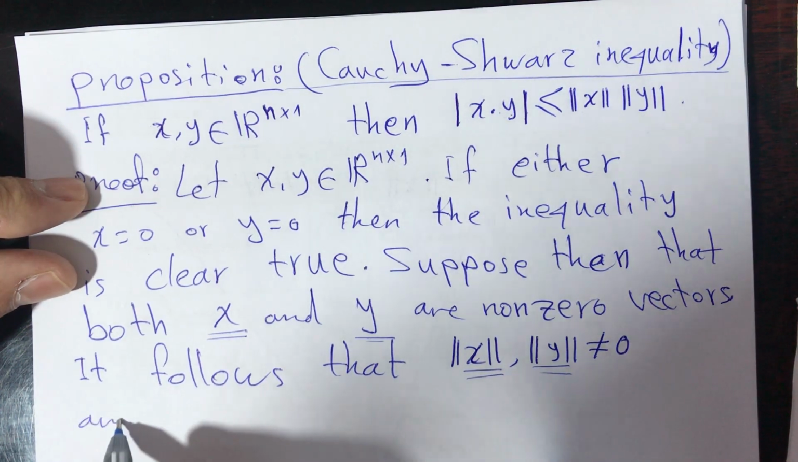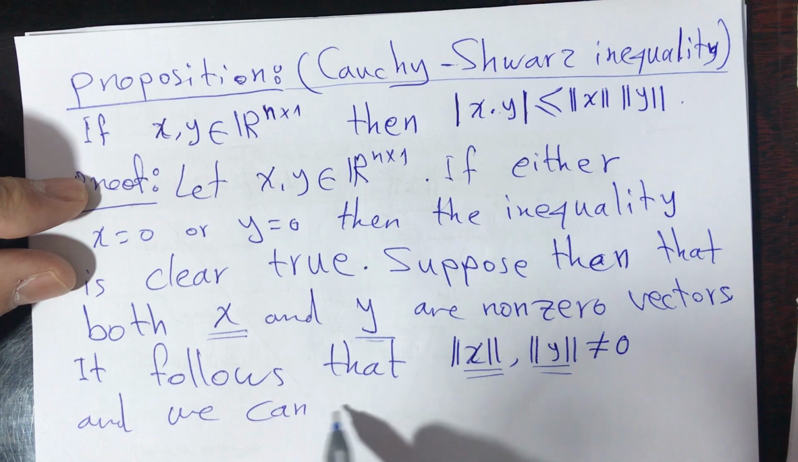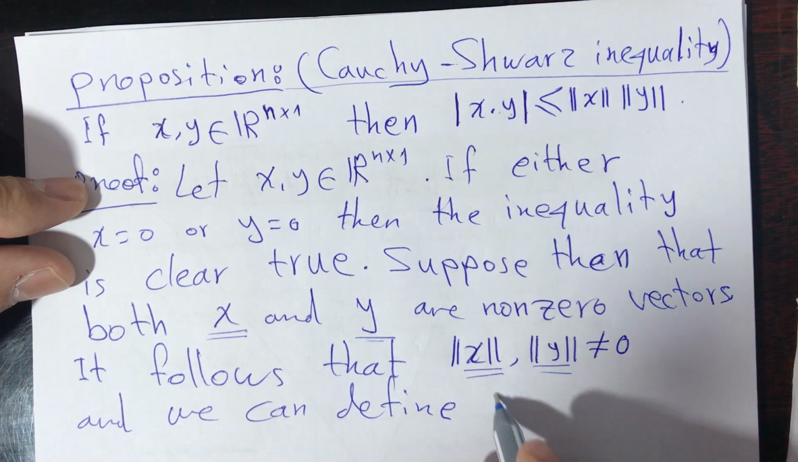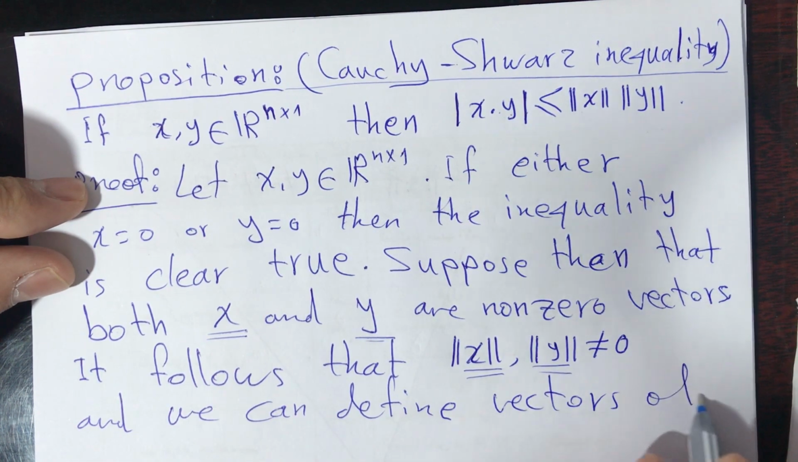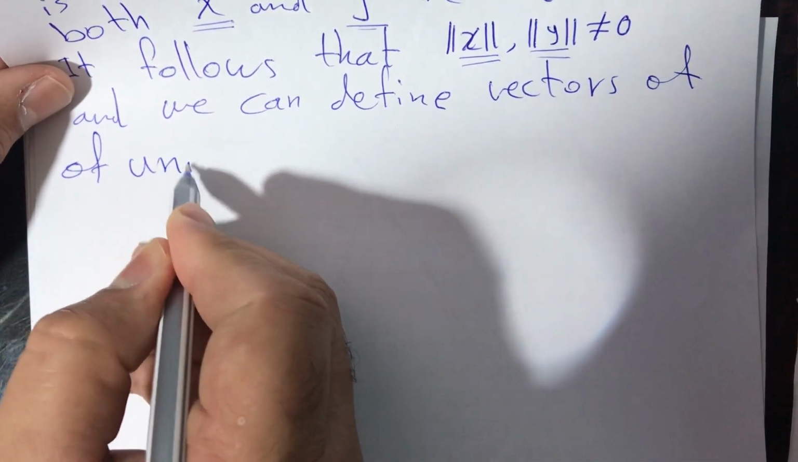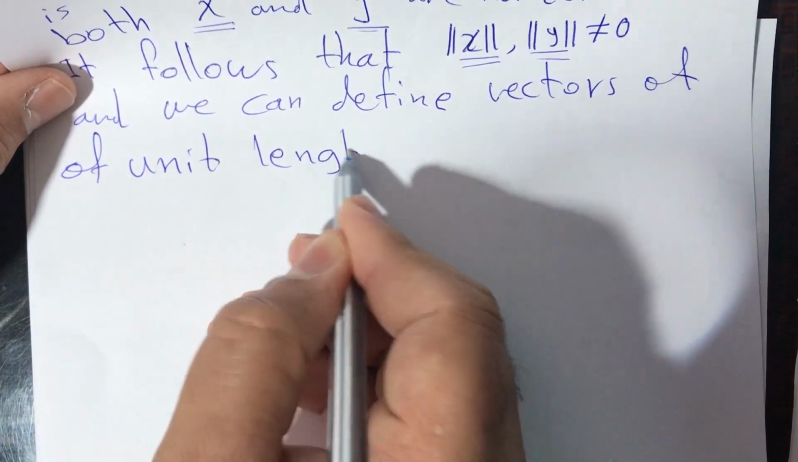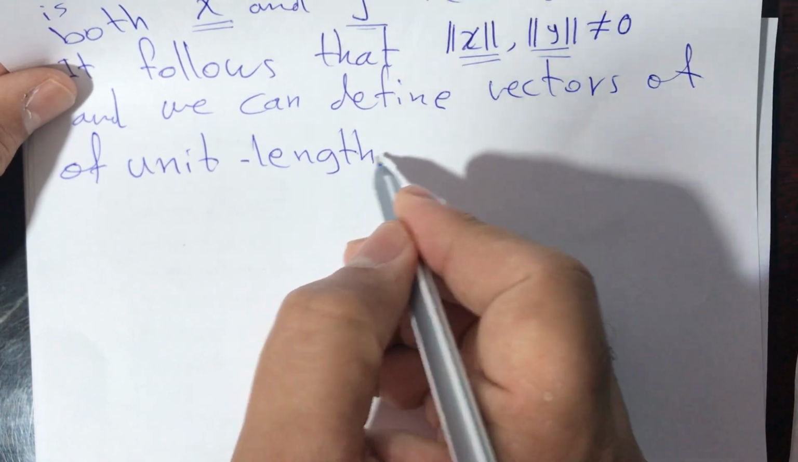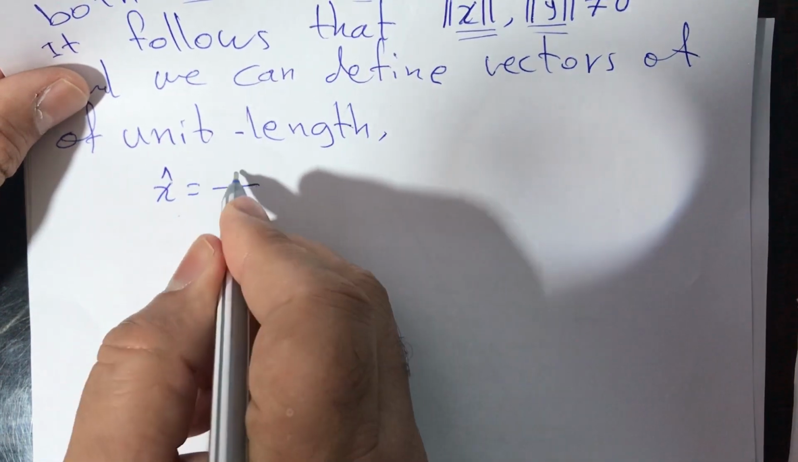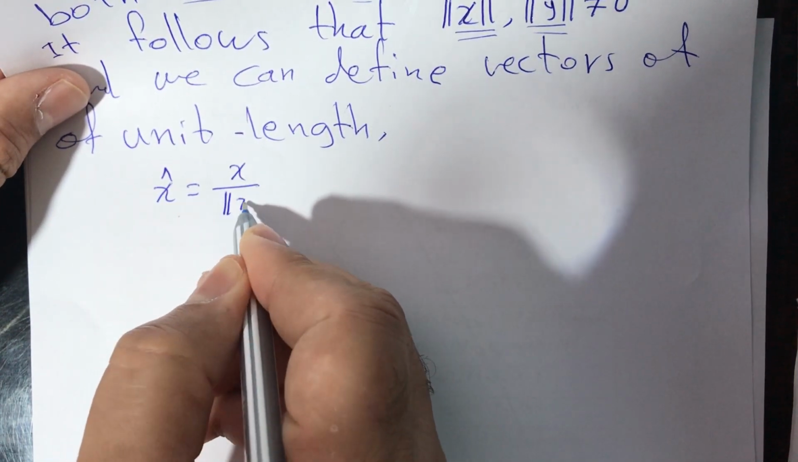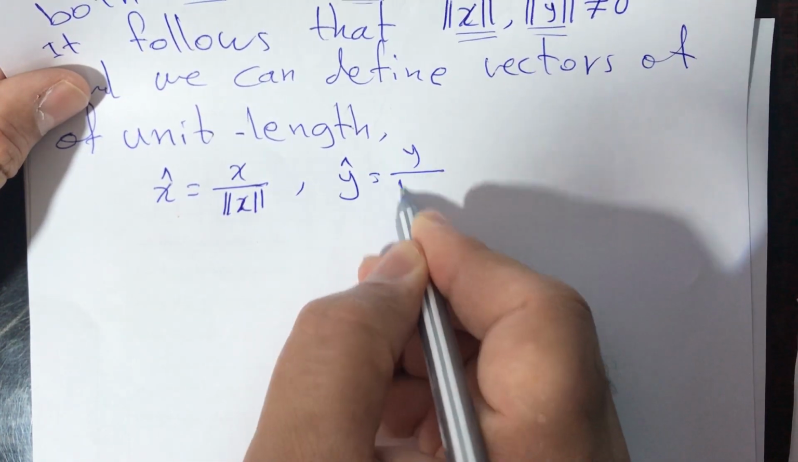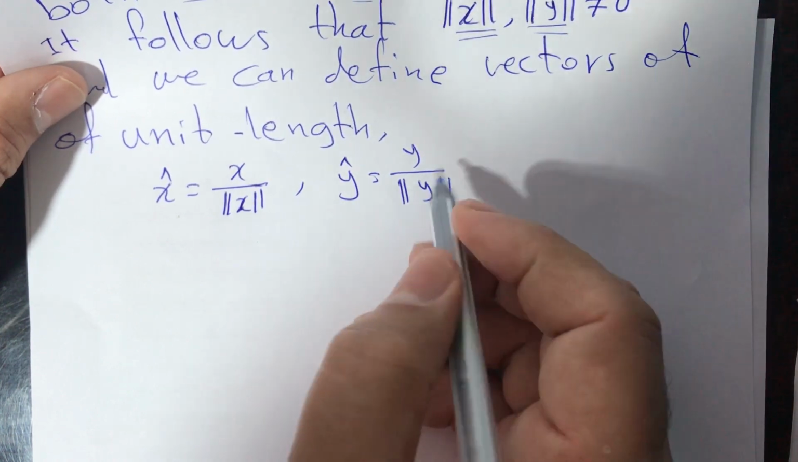And we can define vectors of unit length as follows: x hat is equal to x over norm x, y hat is equal to y over norm y.